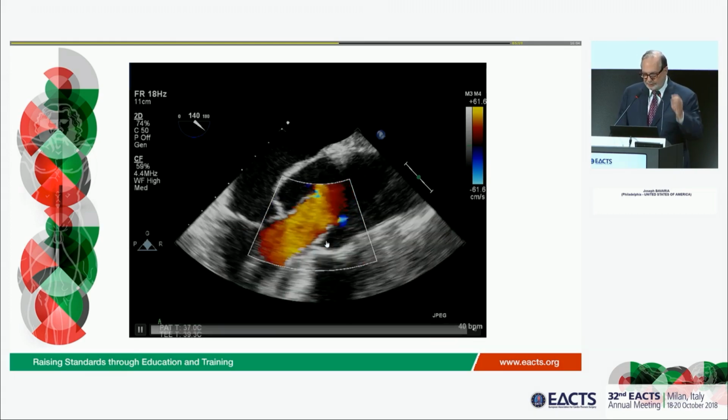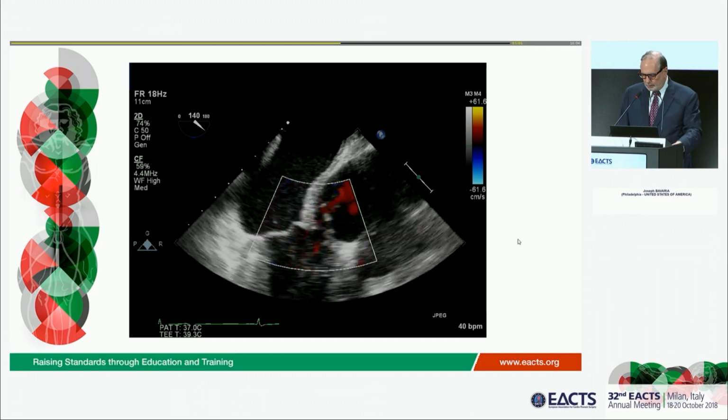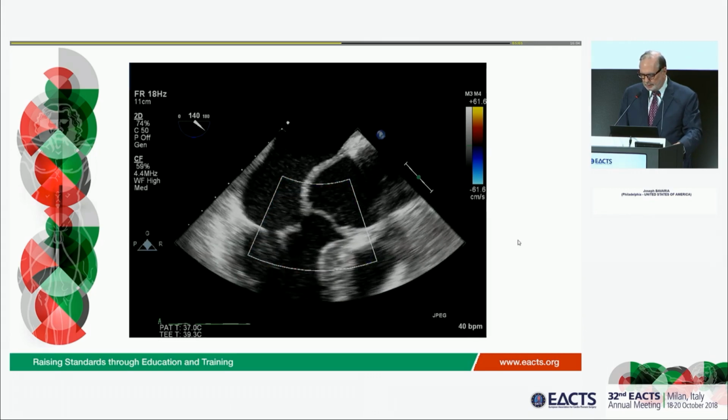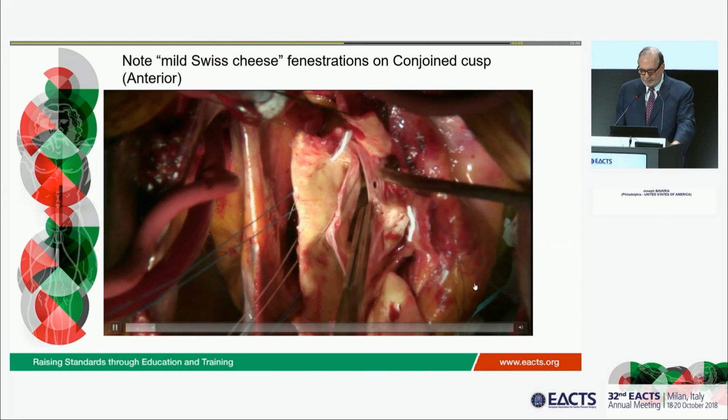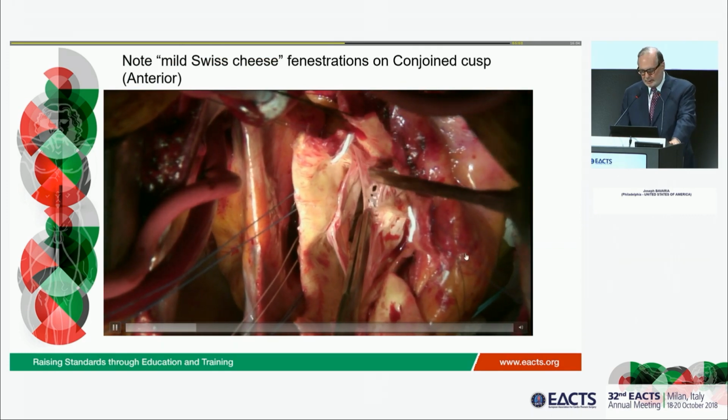It's a beautiful valve, and we certainly don't want to lose this valve. We definitely want to repair this valve. But here's what we have when we get in the operating room. We have a big fenestration.